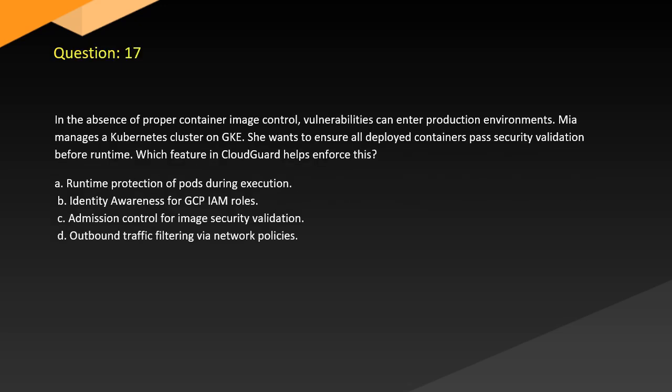Question 17. In the absence of proper container image control, vulnerabilities can enter production environments. Mia manages a Kubernetes cluster on GKE. She wants to ensure all deployed containers pass security validation before runtime. Which feature in CloudGuard helps enforce this? A. Runtime protection of pods during execution. B. Identity awareness for GCP IAM roles. C. Admission control for image security validation. D. Outbound traffic filtering via network policies.